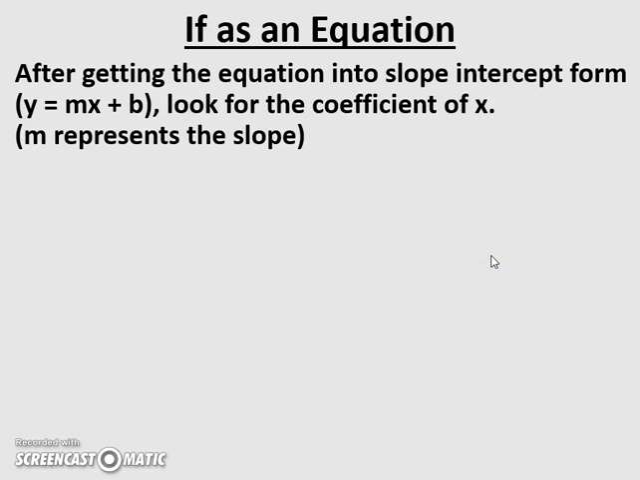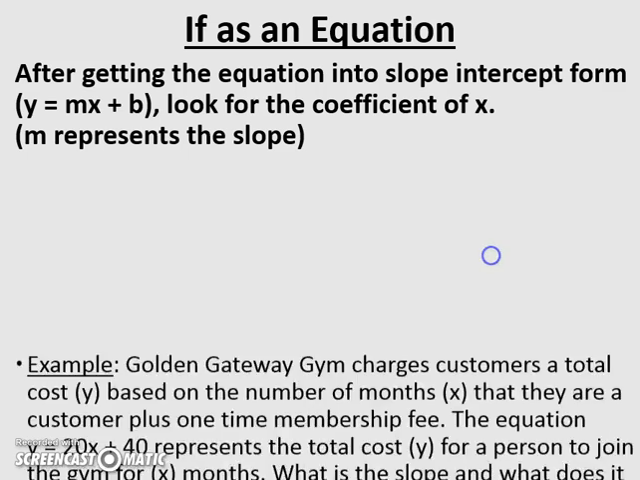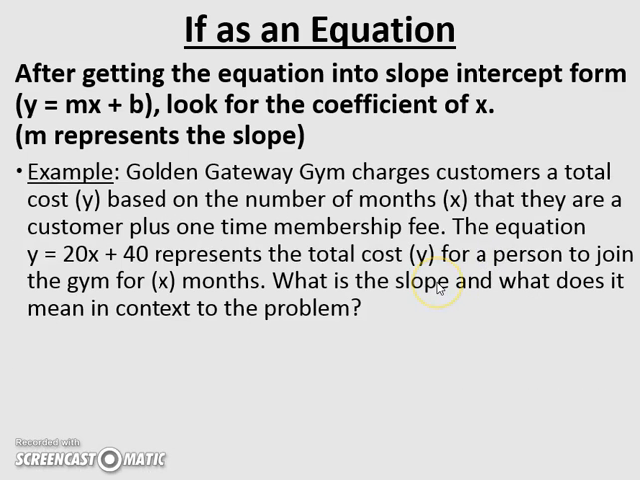Okay, we're going to look at one more situation, which is an equation. Remember, when we're looking for the slope of an equation, we're looking for the m value, the amount that comes as the coefficient of x. So the Golden Gate Gym charges customers a total cost based on the number of months x that they are a customer plus a one-time membership fee. The equation y equals 20x plus 40 represents the total cost y for a person to join the gym for x months. What is the slope and what does it mean in context of the problem?